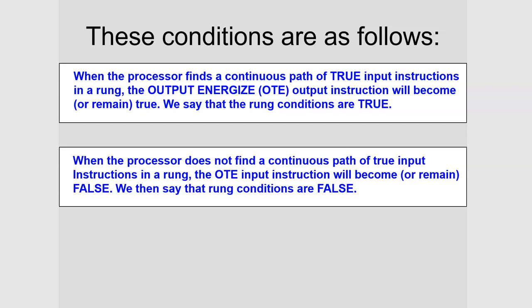When the processor finds a continuous path of true input instructions in the rung, the output energized instruction will remain or become true. We say that the rung is true, rung conditions are true. When the processor does not find a continuous path of true input instructions in the rung, then the output energized will become false or remain false. We say that the rung or conditions of the rung is false.